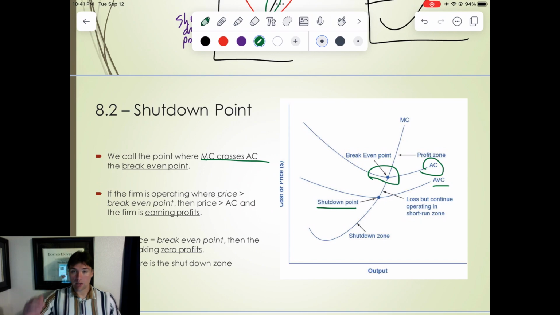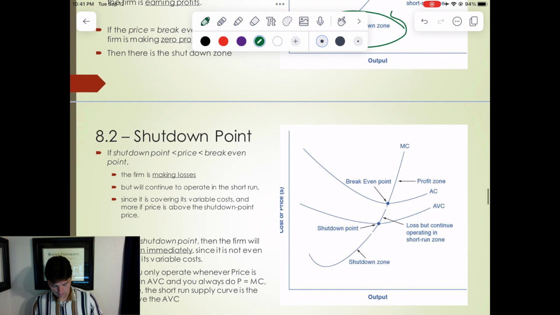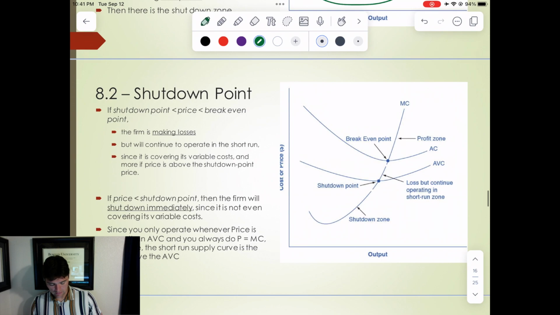Okay. Anytime you're below the average cost, we are having losses, because your price is less than the total cost to make it, so you're making losses. And then anything down here is the shutdown zone because you are lower than the average variable cost. Okay. So here's a little summary.